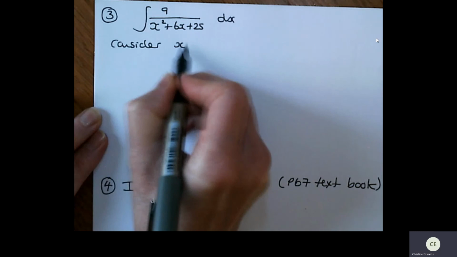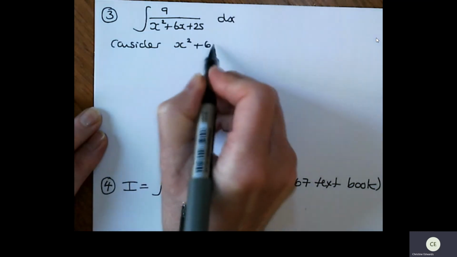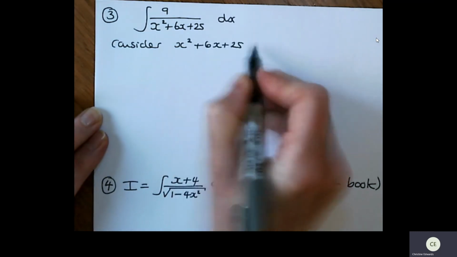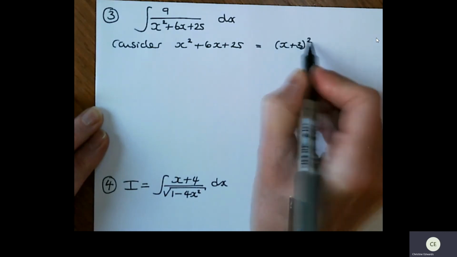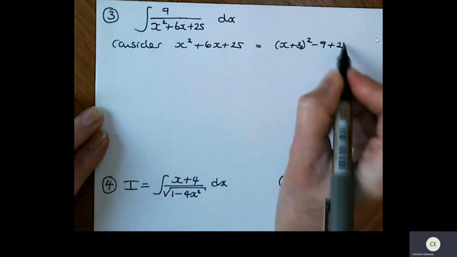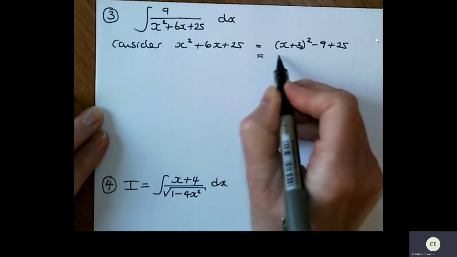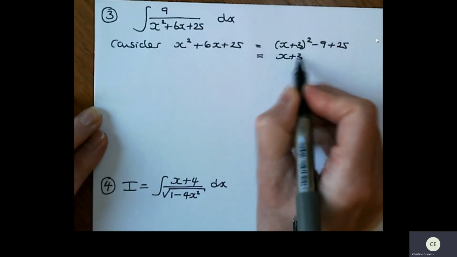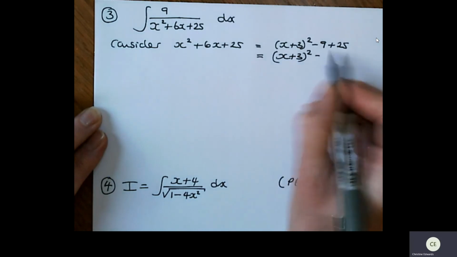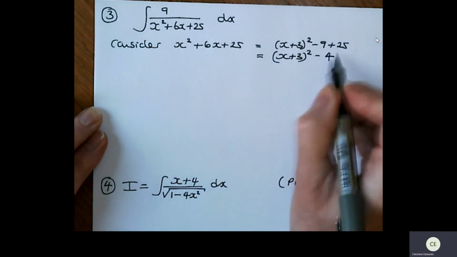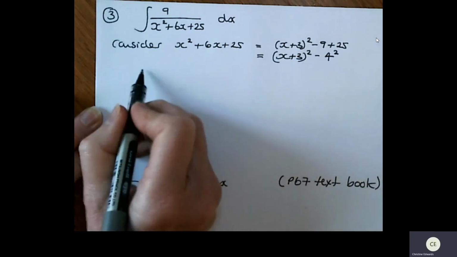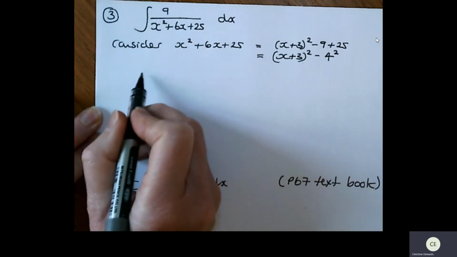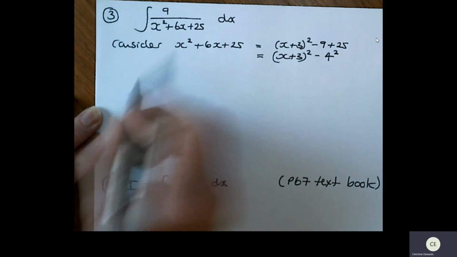So let's consider the x squared plus 6x plus 25. Complete the square on this, so we have x plus 3 all squared minus 9 plus 25. So that gives us x plus 3 all squared plus 16, but I'm going to write it as 4 squared, so we have 2 squared terms.